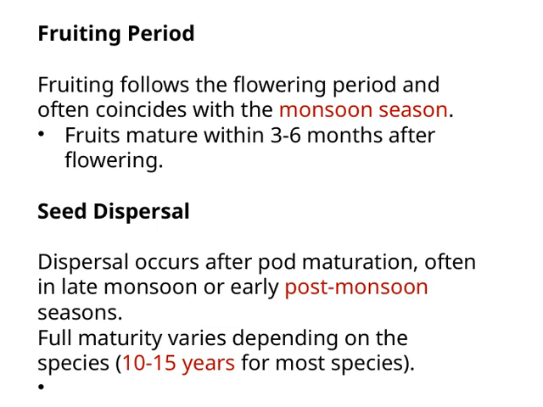Moving on to seed dispersal, this generally happens once the pods have fully matured. You'll often see seed dispersal occur in the late monsoon or early post-monsoon seasons, aligning with the end of the fruit development cycle. It's important to note that the time it takes for a seed to reach full maturity varies quite a bit depending on the species. For most species, this can be anywhere from 10 to 15 years, which highlights the slow but steady nature of these plants' growth and reproduction cycles. Overall, understanding these timings helps us better appreciate how these plants sustain themselves and contribute to the ecosystem over time.